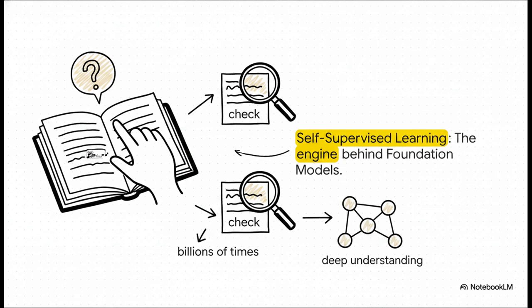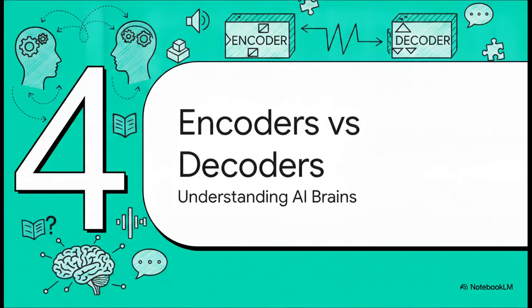It hides parts of the data from itself, makes a prediction, and then just checks the hidden part to see if it was right. By repeating this process billions of times across essentially the entire internet's worth of text, the neural network builds a profoundly deep understanding of how our world works. So how does it play these guessing games? Let's look at Section 4, Encoders versus Decoders.